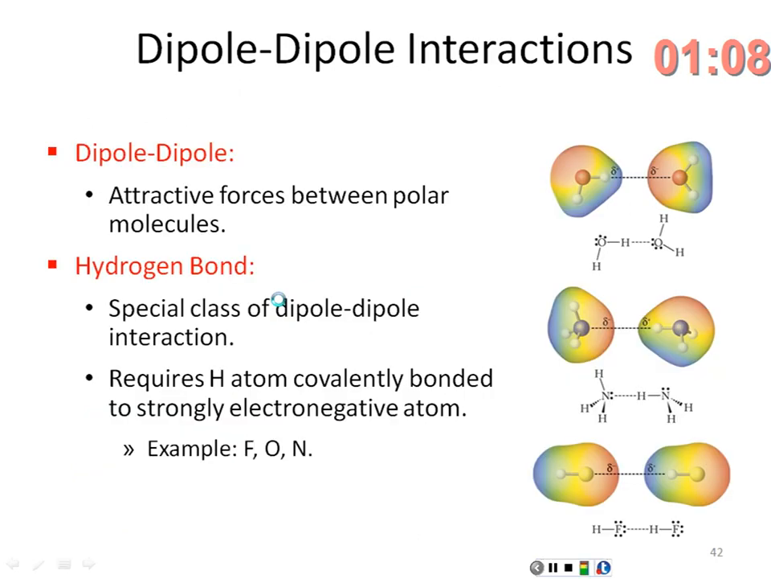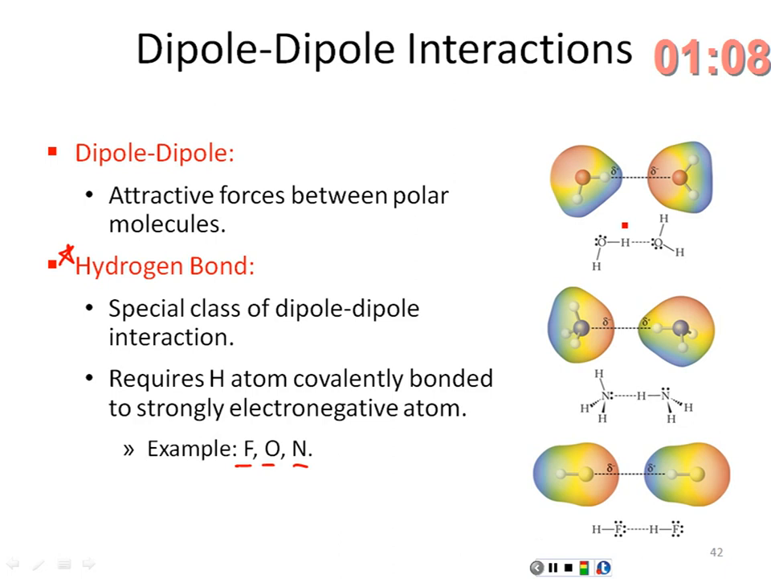The next interaction is a dipole-dipole interaction. So these are attractive forces between two polar molecules. And the most important type of dipole-dipole interaction is a hydrogen bond. These are the strongest dipole-dipole interactions. What this requires is that the hydrogen atom is covalently bonded to a strongly electronegative atom, such as fluorine, oxygen, or nitrogen.